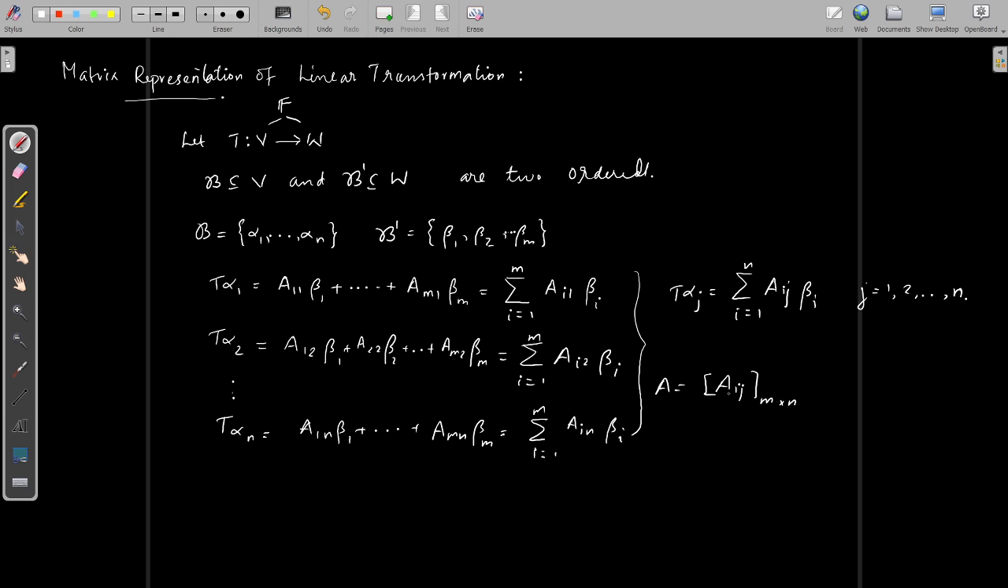So this matrix A is called the matrix of T, the matrix of T relative to the ordered bases B and B prime. So this is the definition of a matrix corresponding to T if we are fixing B and B prime as ordered bases of V and W respectively.